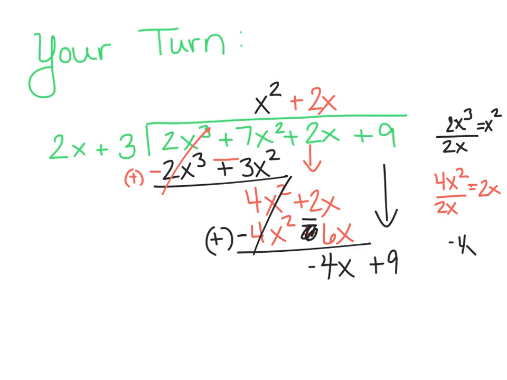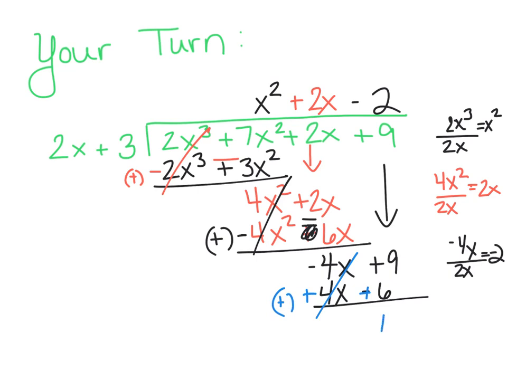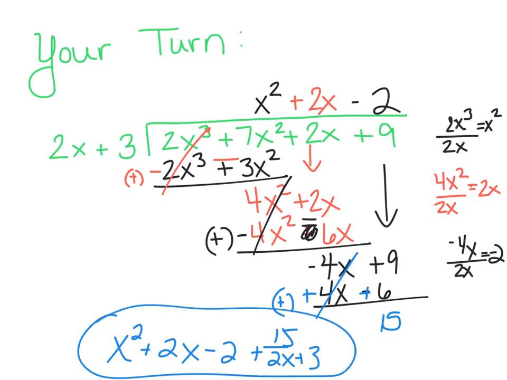Final step is how many times does 2x go into negative 4x? That goes in negative 2 times. So I put minus 2, and I'm going to distribute minus 2 times this binomial, which gives me negative 4x minus 6. I'm going to change the signs on everything in the bottom row, and now it's addition, which gives me 15. So my quotient is x squared plus 2x minus 2 plus 15 divided by the divisor of 2x plus 3. Okay, you definitely need to do some practice problems.